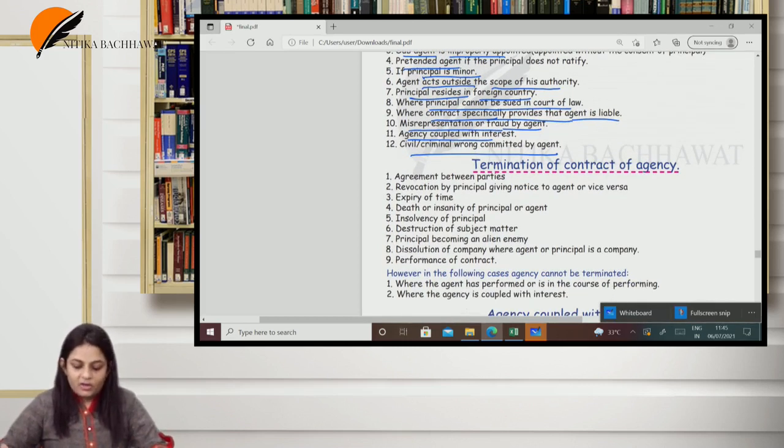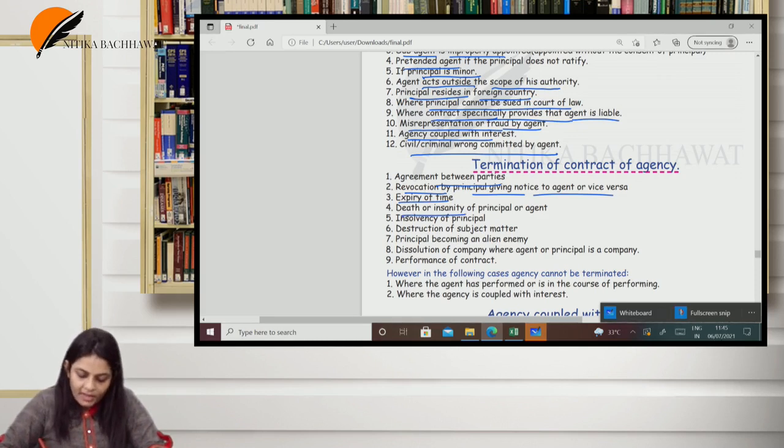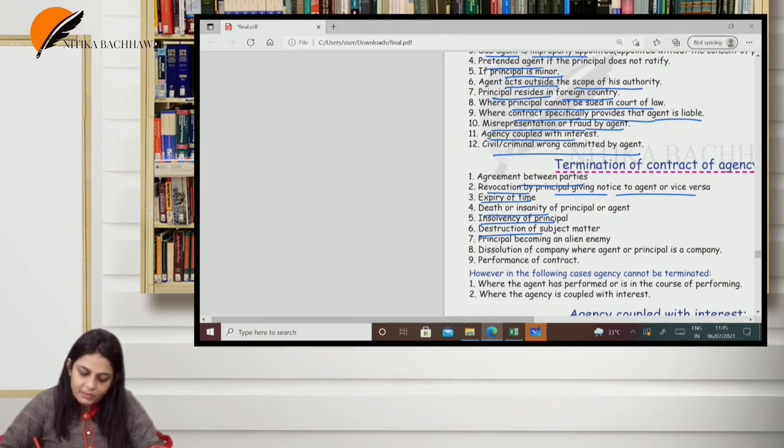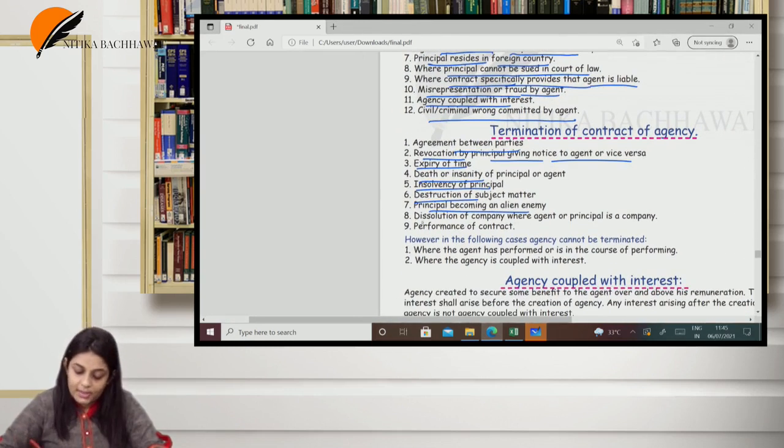Termination of the contract of agency: if there is an agreement between the parties, it will be terminated. Revocation by the principal giving notice to the agent or vice versa. I give a notice to you, I don't want to be your agent, or you give a notice to me, you are no longer my principal. Expiry of time, death or insanity, insolvency of the principal, destruction of the subject matter, principal becoming an alien enemy. I really don't need to explain all these things.